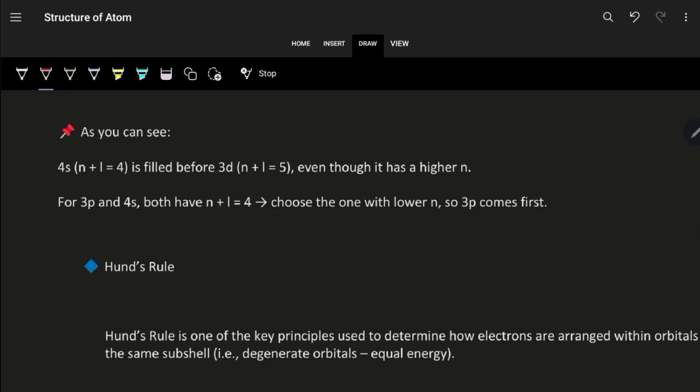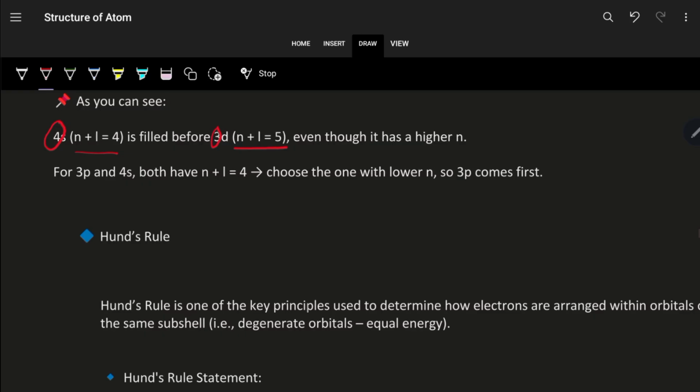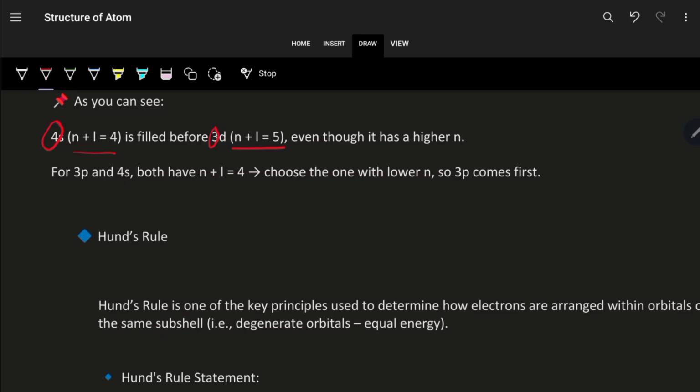Now that is the same thing that I have explained. 4s has n plus l equal to 4 and is filled before 3d, where n plus l is equal to 5. So increasing order of n plus l value, though the principal quantum number 4 is greater than that of 3. Now for 3p and 4s, both have n plus l equal to 4. So you have to choose the one with the lower n.